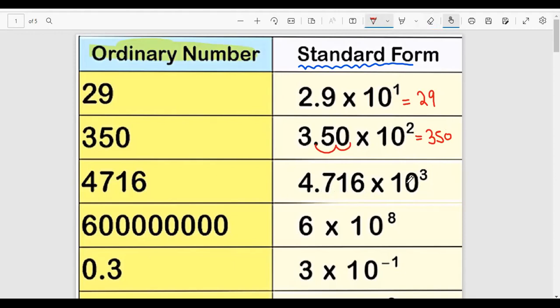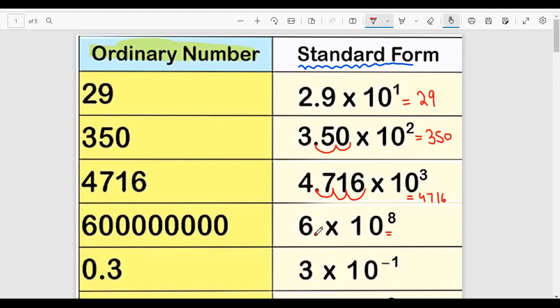Okay. Now it's different. When you have the standard form and when you have the positive power, so this decimal would be moved 3 units to the right. Okay. 1, 2, and 3. So it would become 4,716. Then when I will move this decimal, which I could not see initially, but I know if there's no decimal in a number, the decimal is basically in the end.